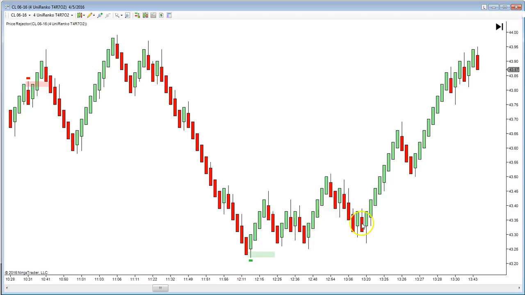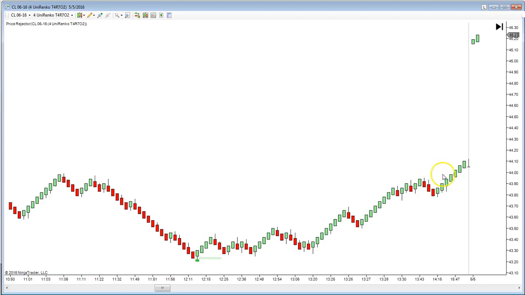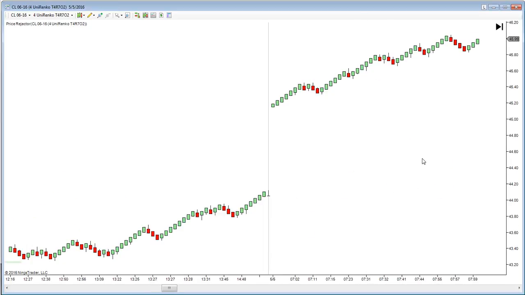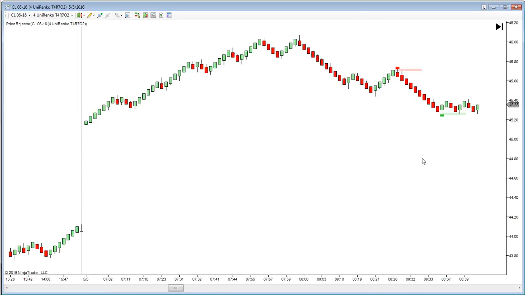Honestly, going sideways on me like this, I probably would have just gotten out somewhere in here rather than waiting, going into the close. But hey, it was a nice trade. I know some people will say you could have bought here or carried on to the next day. I wouldn't do that. It proceeded to trade overnight much higher. But come on, that's not what I do.